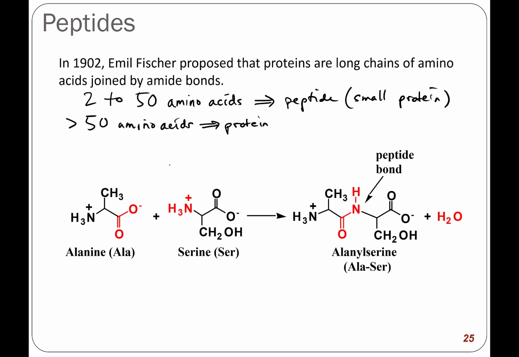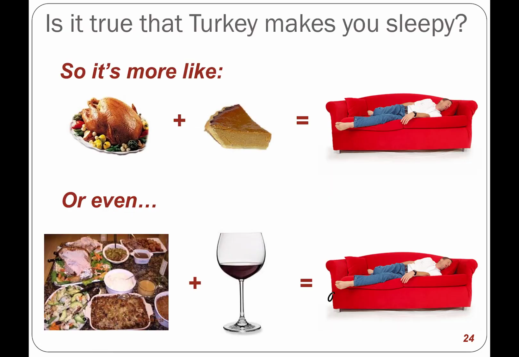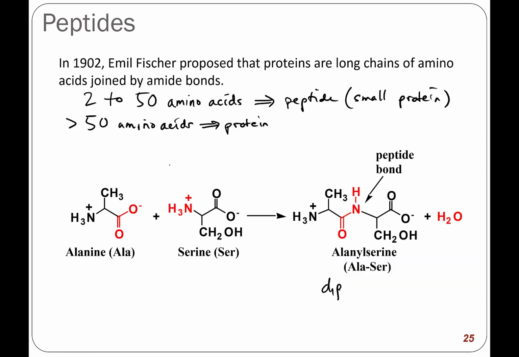So peptides and proteins. Okay, you see the two amino acids, alanine and serine here, are put together into what would be called a dipeptide, right? 3 of them: tripeptide, tetrapeptide, pentapeptide. We don't use that terminology a lot, but it'd be good to know. So 2 of them, in this case, a dipeptide.